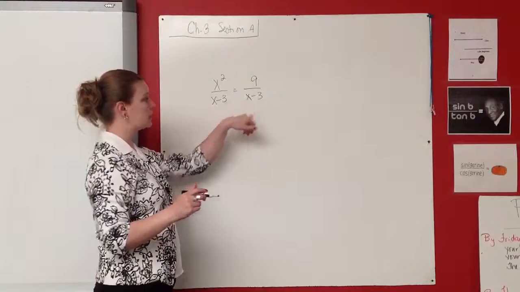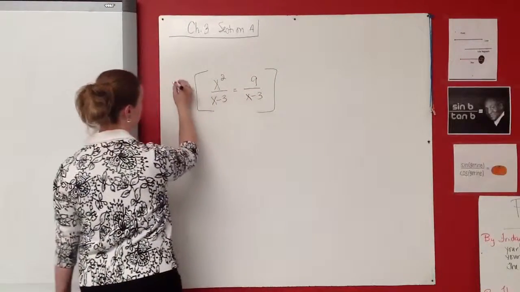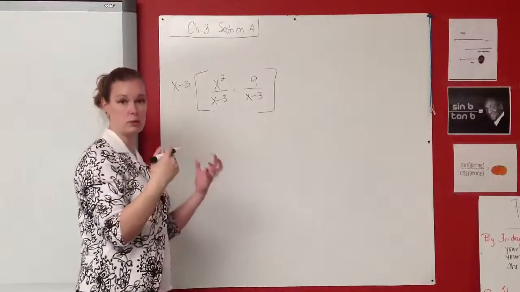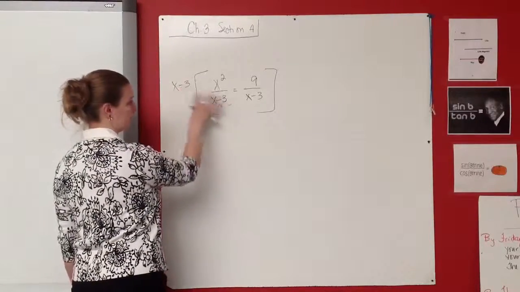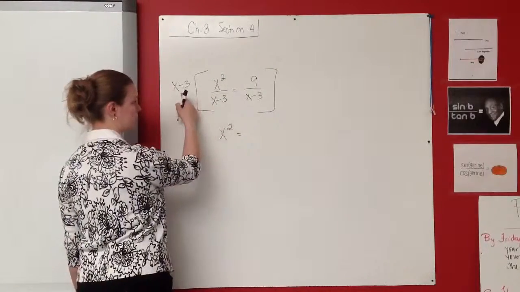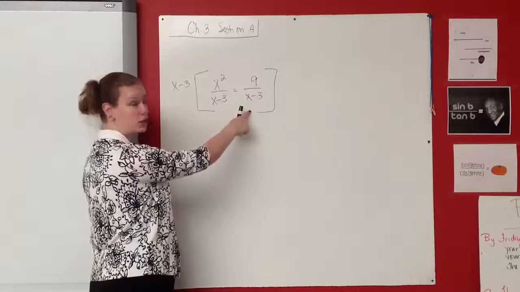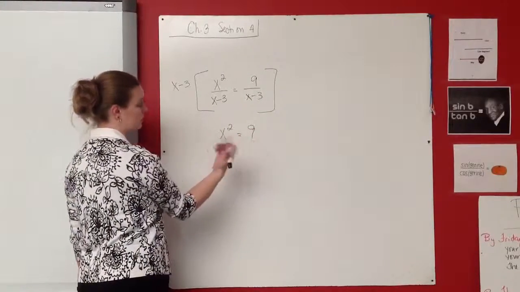You see that the common denominator is x minus 3. So the idea is to multiply the entire equation by x minus 3. It's sort of a distributive deal. When you distribute that to this, your x minus 3's cancel and you're left with x squared. When x minus 3 is distributed to this other expression, the x minus 3 cancels as well. You're left with 9. This is a simple quadratic.